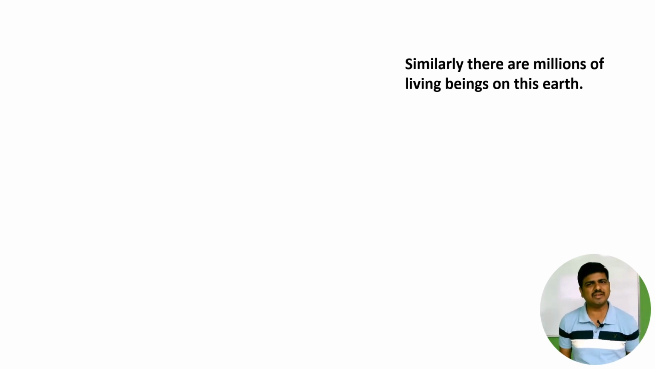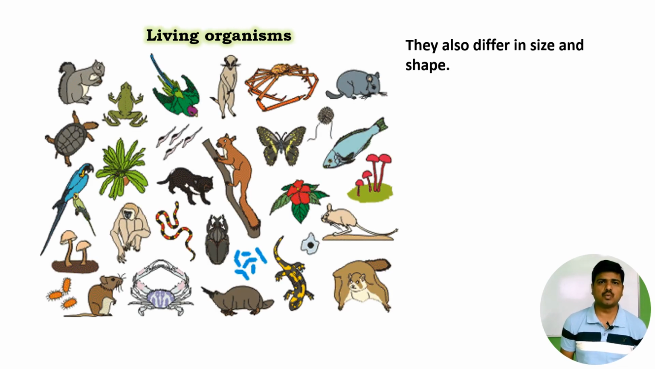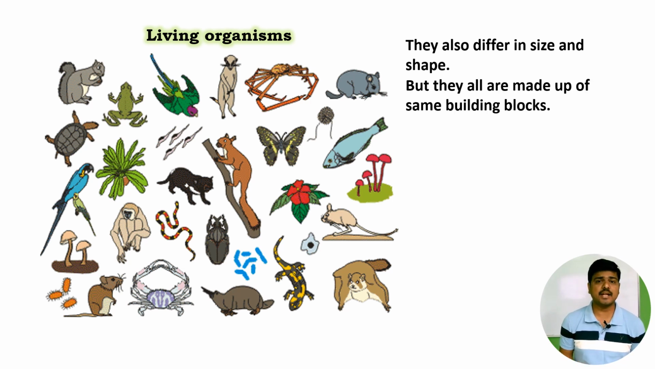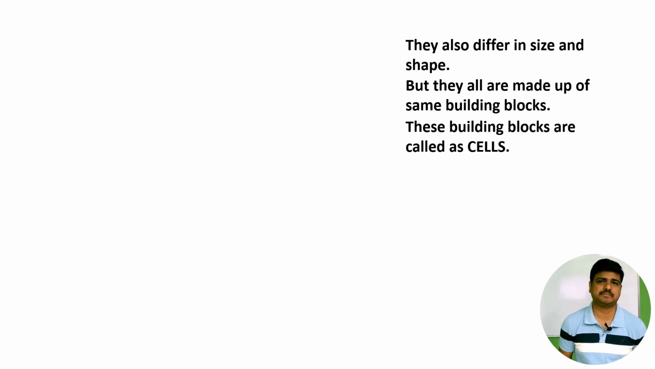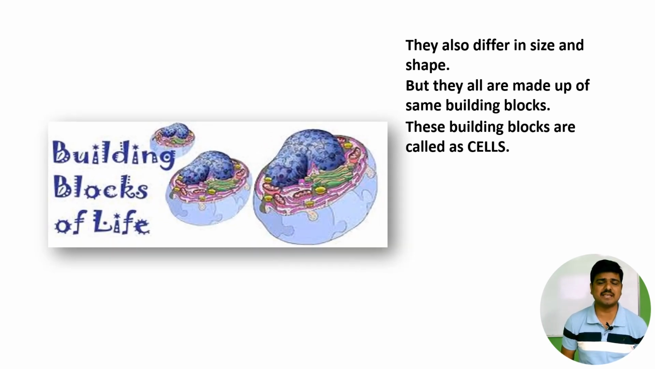Similarly, there are millions of living organisms, millions of living beings on the earth, which do have something in common. They differ from each other in size and shape, but yes, they all are made up of the same building blocks. What are these building blocks called? These building blocks are known as cells.